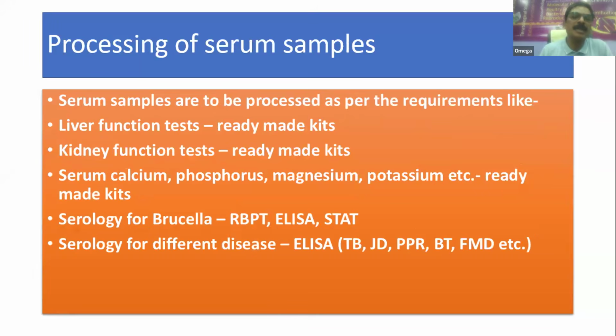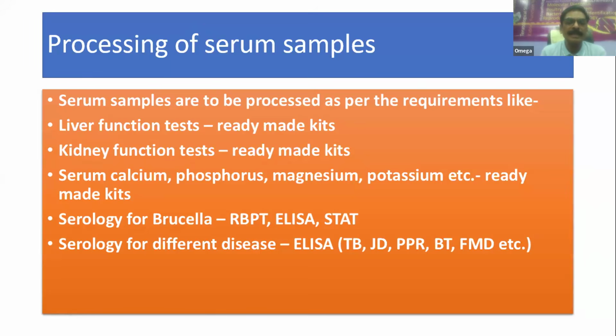Then, processing of the serum sample. After examination of the blood smear, we must know what to do with the serum. Serum samples are to be processed as per the requirements, like the liver function test. For that, ready-made kits are available. Then kidney function tests also have ready-made kits available. Serum calcium, phosphorus, magnesium, potassium: here also ready-made kits are available.